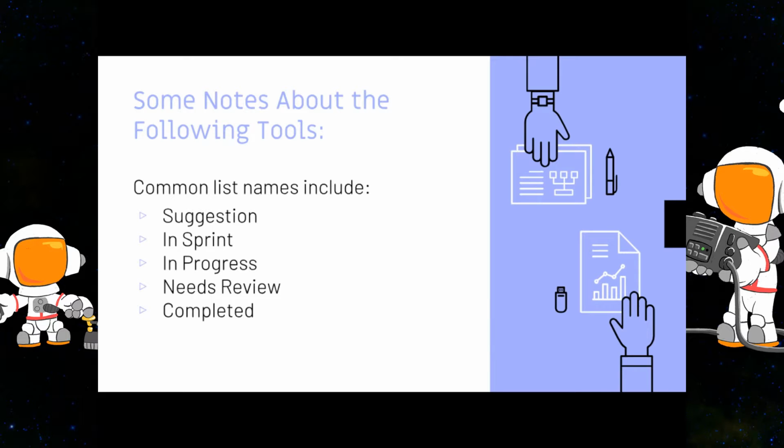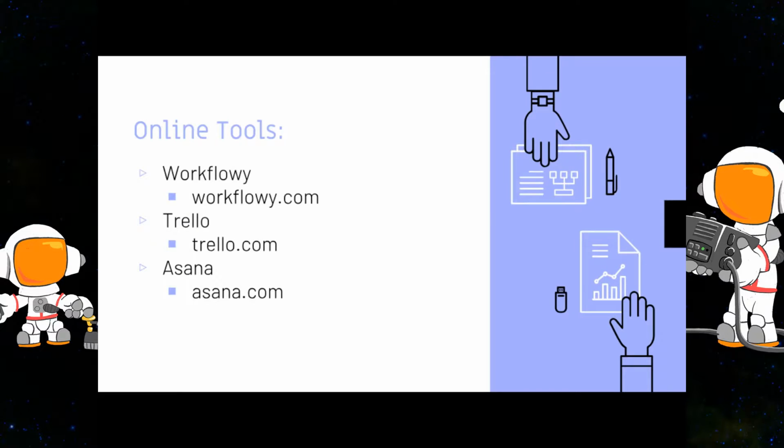So, suggestion is something we think is a good idea. In sprint obviously stands for, we are going to do this task in the next 2 weeks. In progress means I'm working on it right now. And needs review is, we think it's done. We're going to send it to our quality assurance software developer or our continuous integration server, which is something I'll go over later, to verify whether the feature has been implemented correctly or not. And completed, of course, means it's been verified. So a couple of online tools include workflowy.com, trello.com, and Asana.